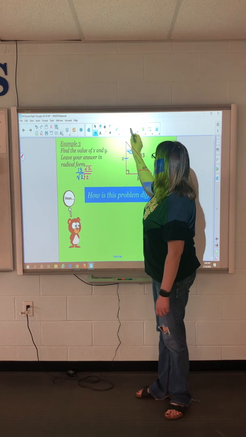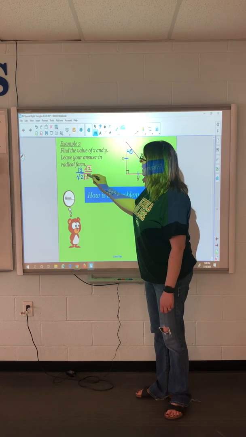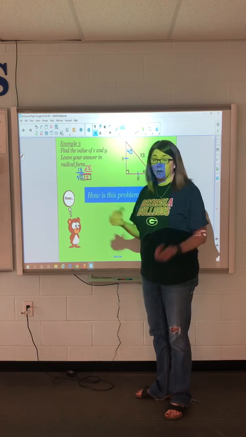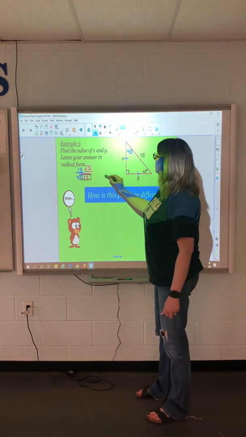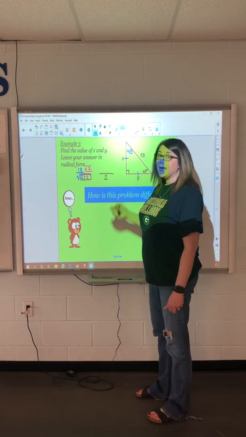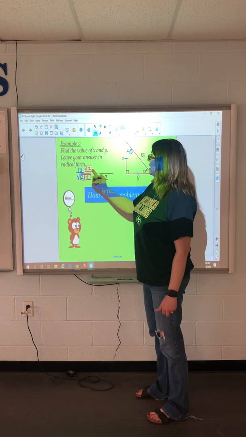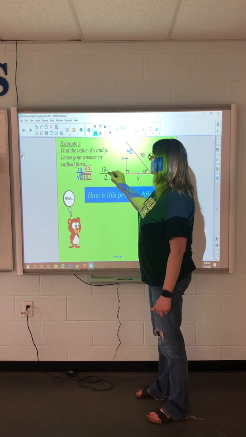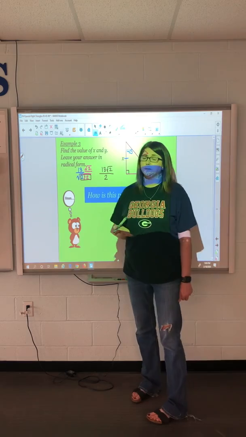Because here's what's going to happen. I now have, in the denominator, a pair of 2's. That means a 2 gets to come out. And in my numerator, 13 times the square root of 2 is just 13 on the square root of 2.